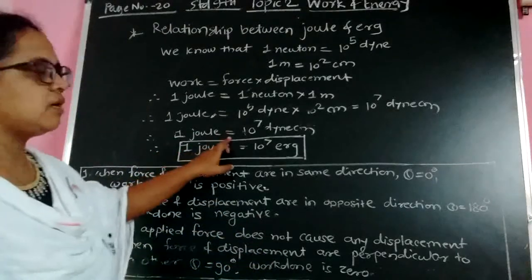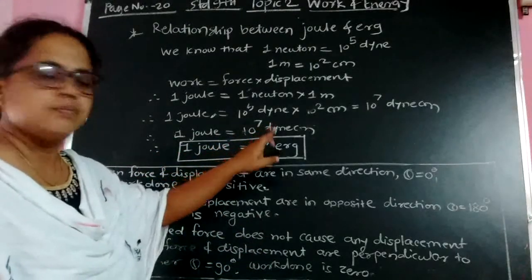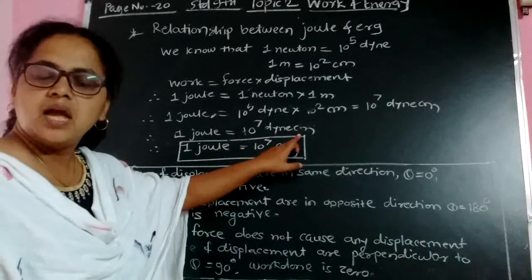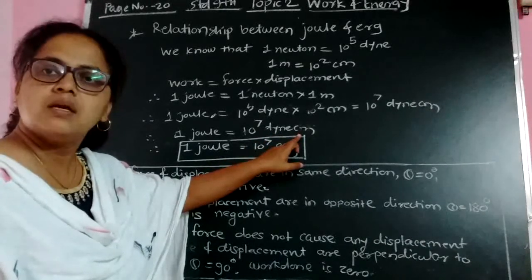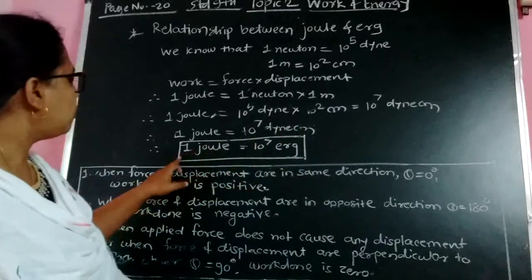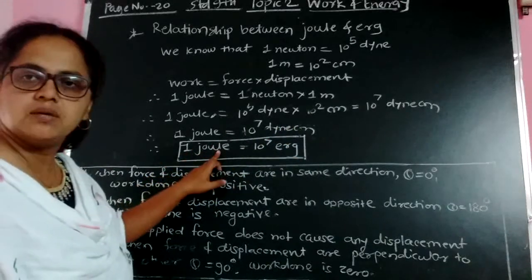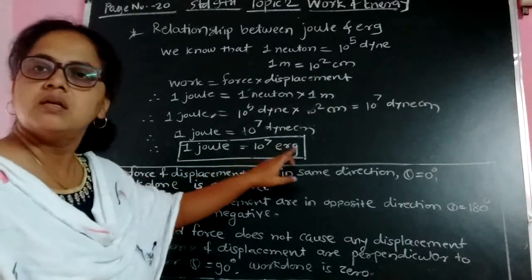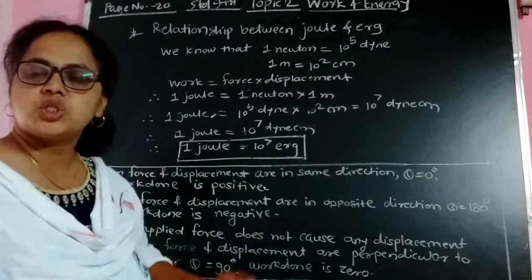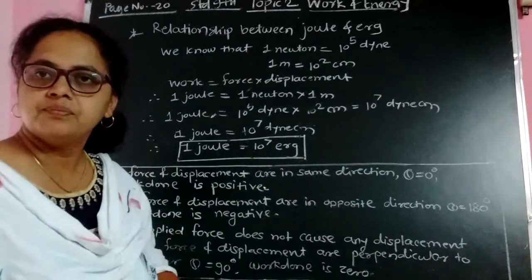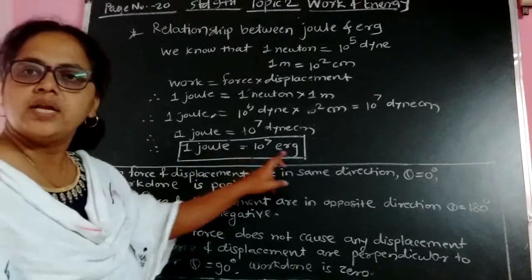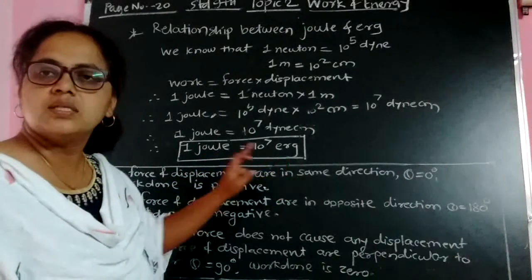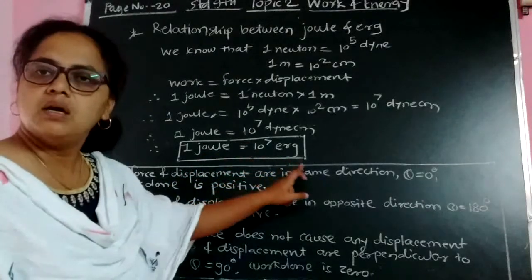So 1 joule is equal to 10⁷ dyne centimeter and dyne centimeter is also known as erg. So 1 joule is equal to 10⁷ erg. This is the relationship between joule and erg.